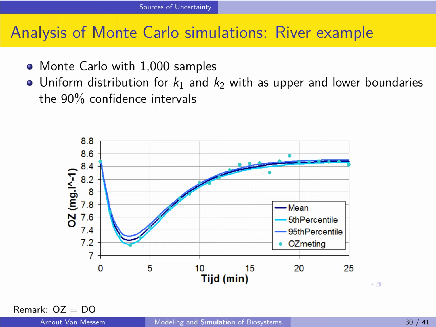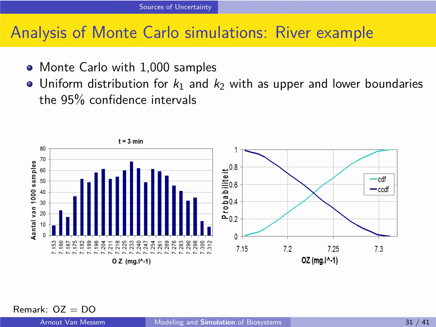Assume that for the river example, we did a Monte Carlo simulation for 1000 samples. The two parameters, the two inputs that are stochastic are K1 and K2, and we assumed that they have a uniform distribution. We then create those 1000 samples of K1 and K2 for different time points. And then with these samples, we can calculate for each of the time points the mean, the variance, and the percentiles for the output. And this allows us to create 90% confidence intervals for each of the outputs, or a 90% confidence band around the output function.